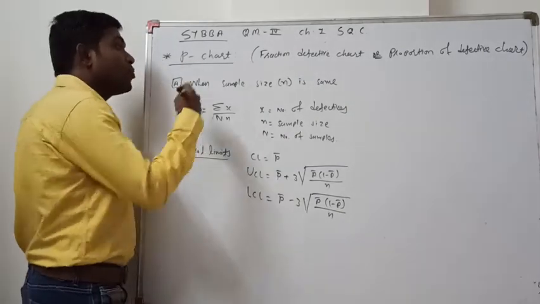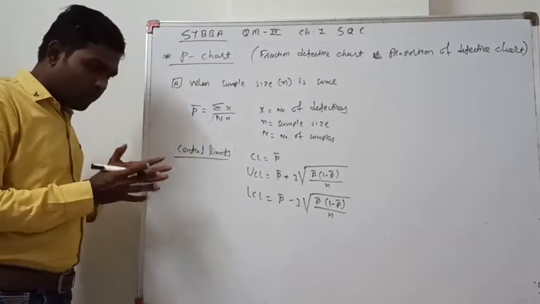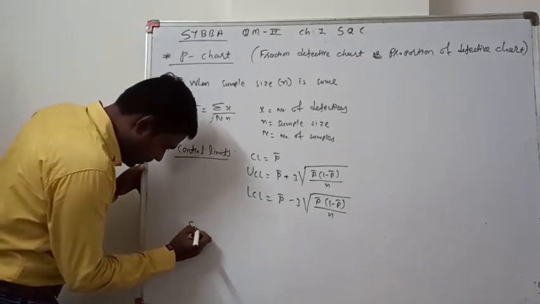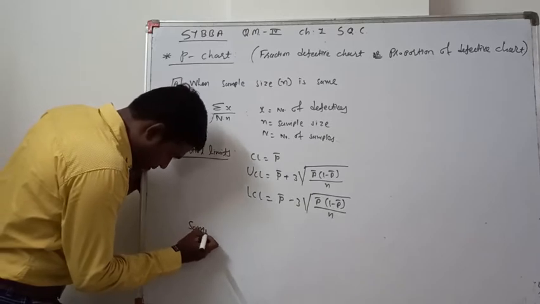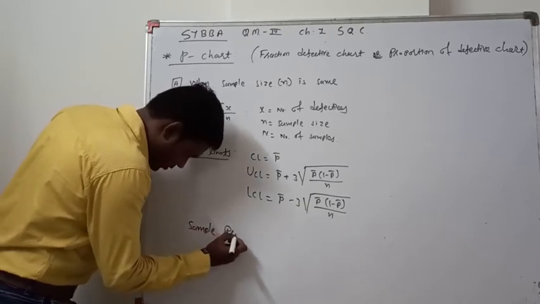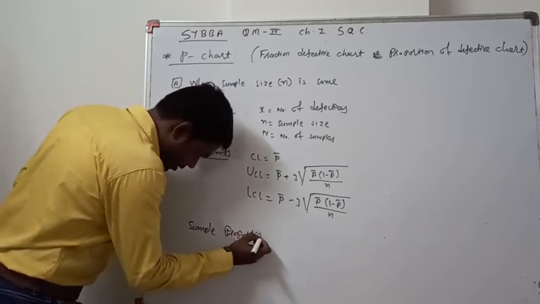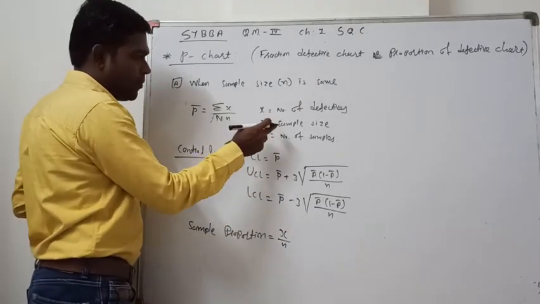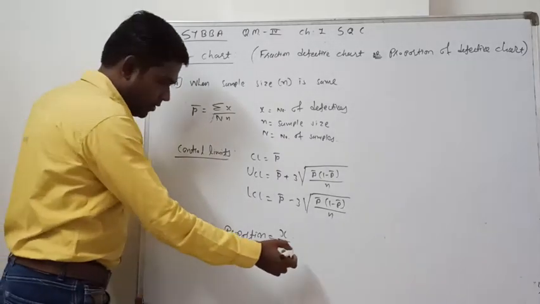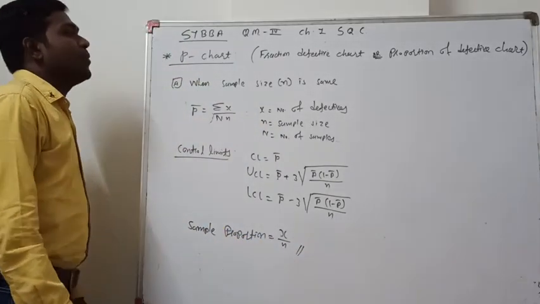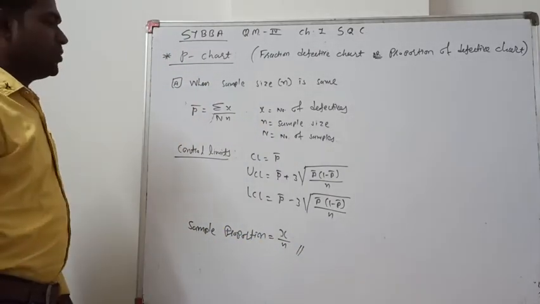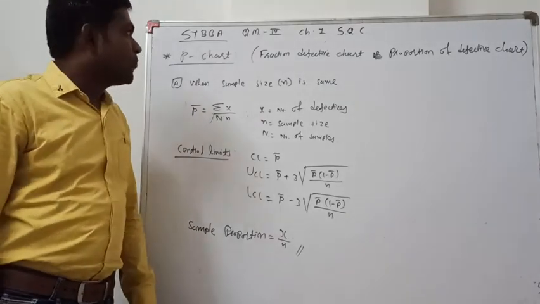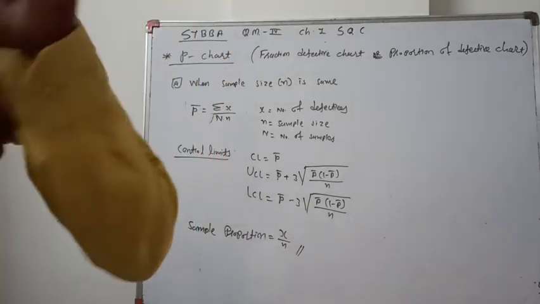Over here we have to draw a fraction defective chart, so we also have to find the proportion, that is fraction, called sample proportion, which is equal to x upon n, that is number of defectives divided by sample size. Up to this we have to remember for drawing a P chart. Using this information we may draw the P chart. Let me take one example for P chart.